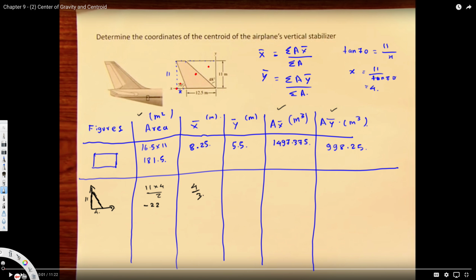And y bar is going to be the height from this one. So we know the total height is 11. So 1/3 of the 11 is going to be 11 divided by 3. Then Ax bar is going to be simply the multiplication of the area times this one. That will give us minus 29.3. And the area of this one times y bar is going to be minus 22 times 11 divided by 3, which is minus 80.6. So we are going to subtract these three values right here, and let's calculate the other triangle.